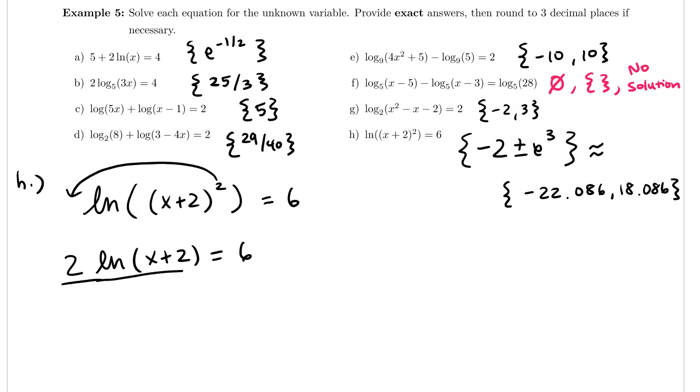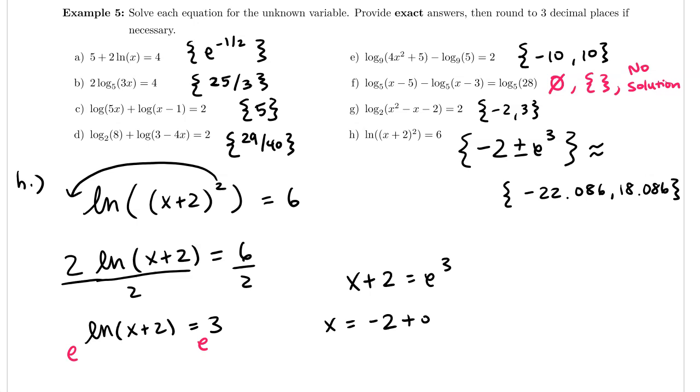If I divide both sides by 2, then we get the natural log of (x plus 2) is equal to 3. And then if I e both sides, then we get x plus 2 is equal to e cubed. And then if I subtract 2 from both sides, we get x equals negative 2 plus e cubed. So you could do it that way. It's just only going to give you one solution. So you have to be mindful that there's actually two solutions. And using the power rule only gives you one of them.